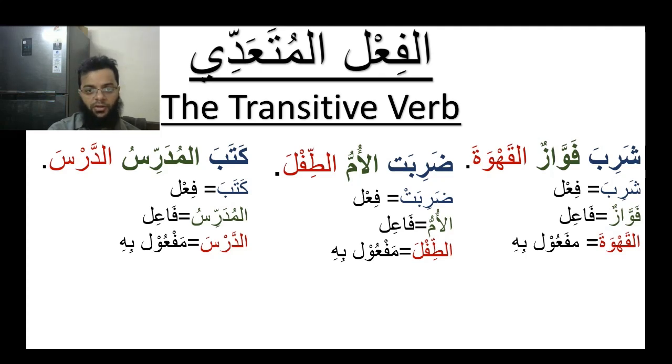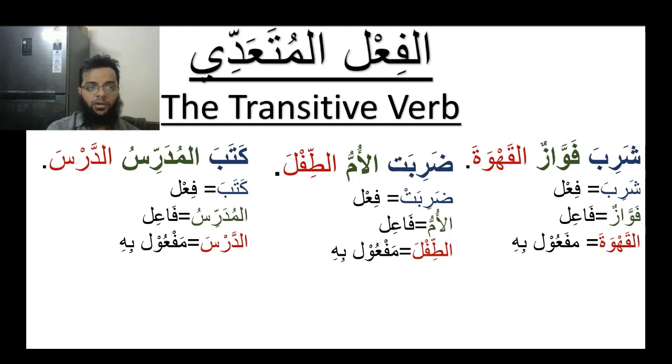Zarabatil ummu at-tifla, the mother beat the boy or the kid or the child. Okay, whatever. So zarabat is your fi'l, that is verb, that is the action of beating. Okay, al-umm is the fa'il, that is the person who is doing the action of beating. Okay, and whom did she beat? At-tifl, that is your maf'ulun bihi, that is object in English.